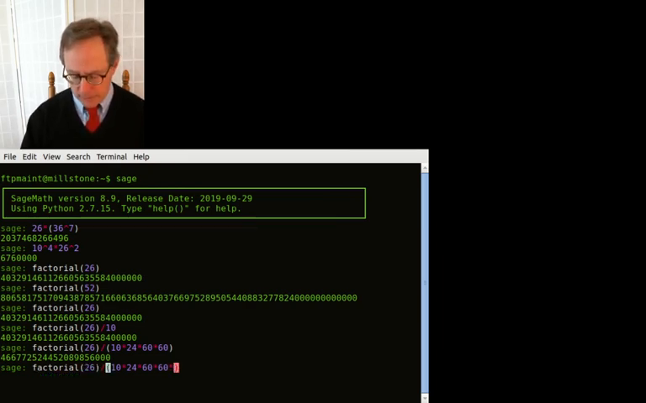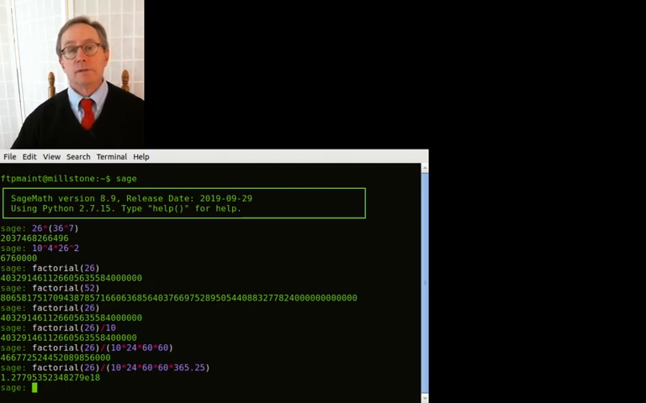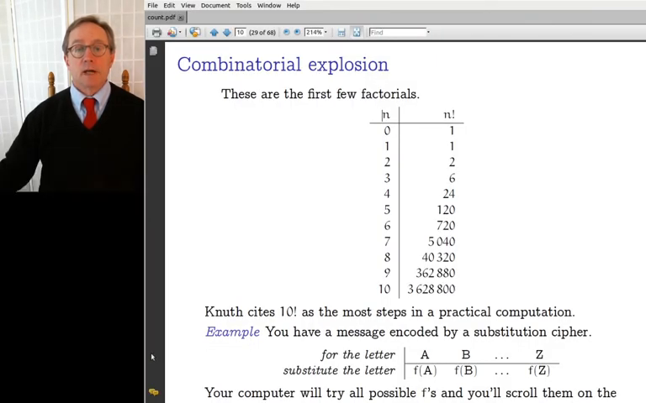What are there? 365 days in a year. Actually, it's 365 and a quarter days in a year. That's 10 to the 18th many years. You have not made a dent. In fact, there are about 10 to the 14th years since the Big Bang. So you're not making progress. It's not happening that way. It's just not happening.